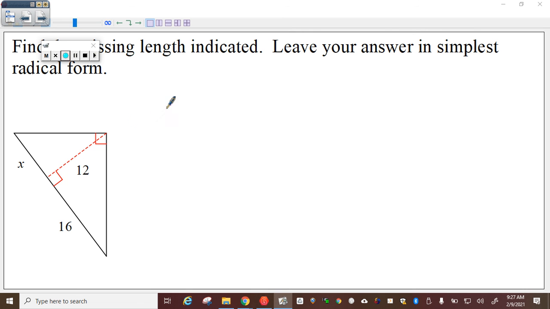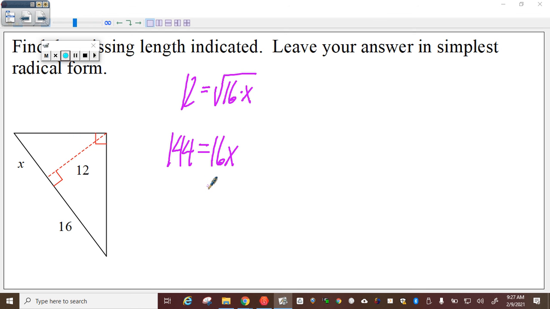All right, so you should have set this up as 12 is equal to the geometric mean of the two parts, 16 and x. So therefore, when I square both sides, 144 equals 16x, and that would give you 9. So x equals 9. All right, let's do one more and I'll cut you loose.